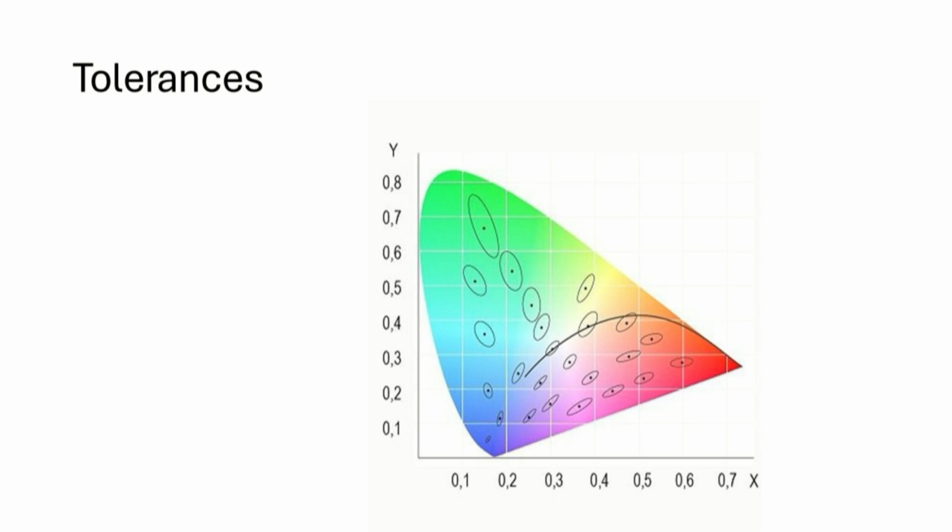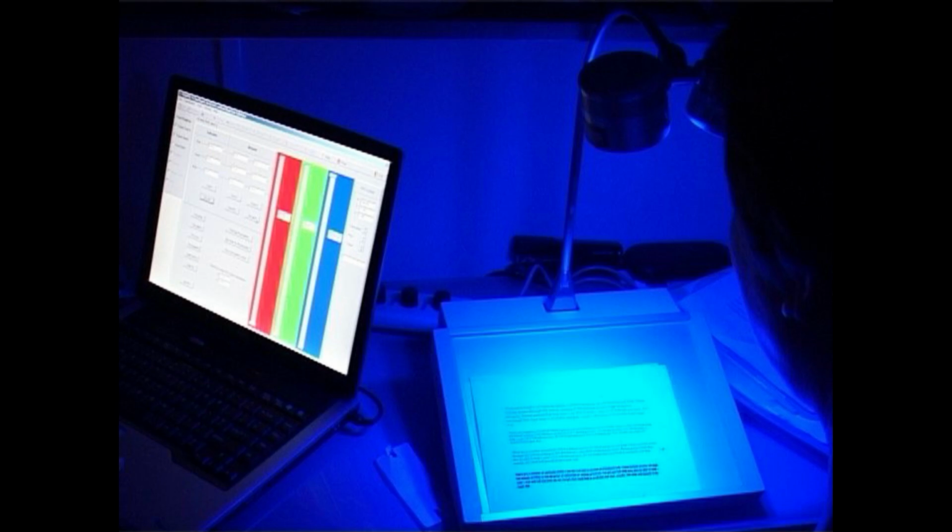Macadam ellipses are crucial where color consistency is important. They help define the acceptable range of color variations, ensuring that light sources appear consistent to the human eye. We can define the color in terms of best position and a gamut in which vision is optimized.